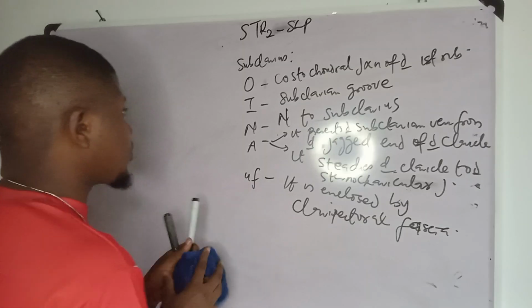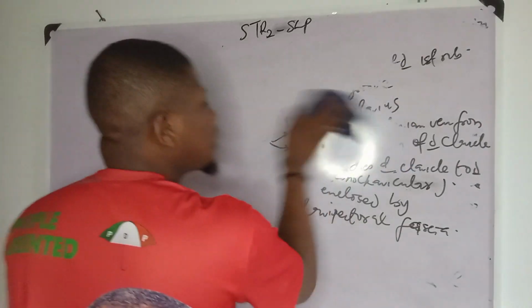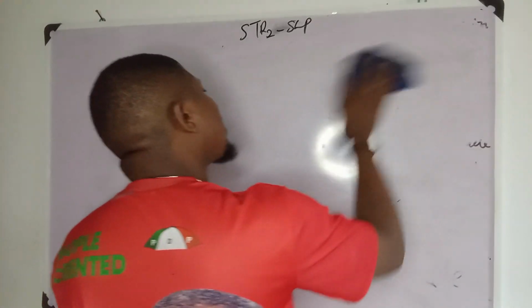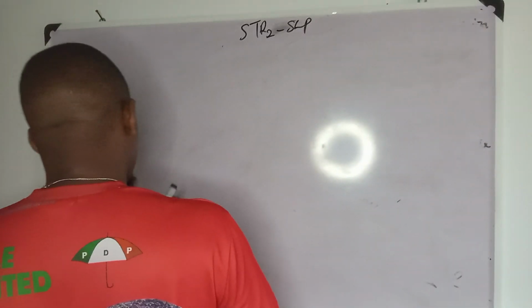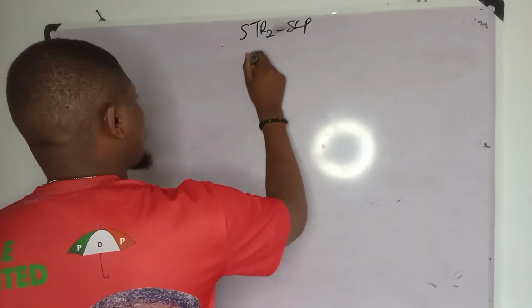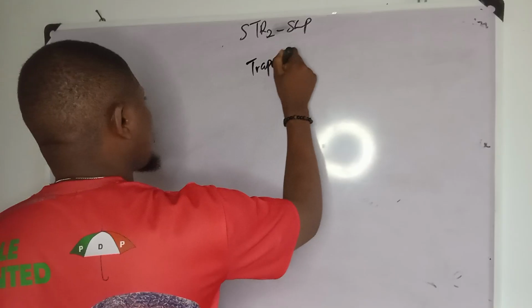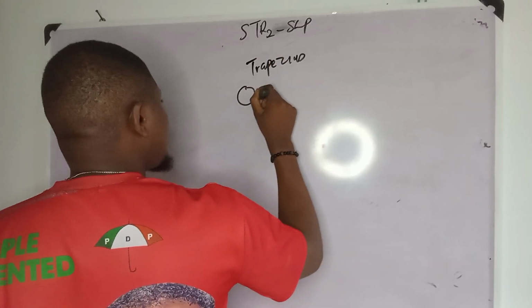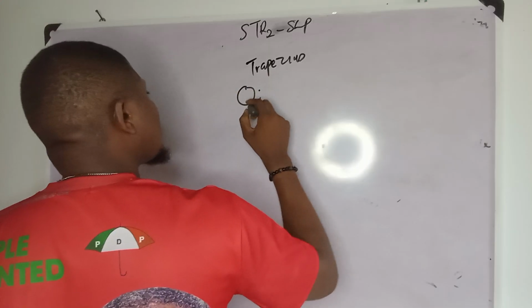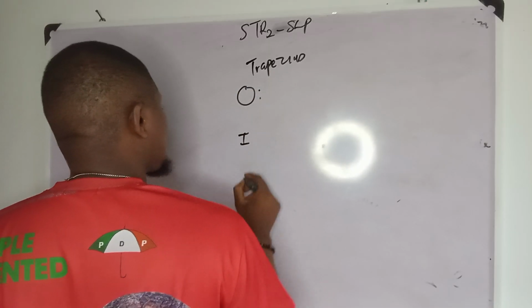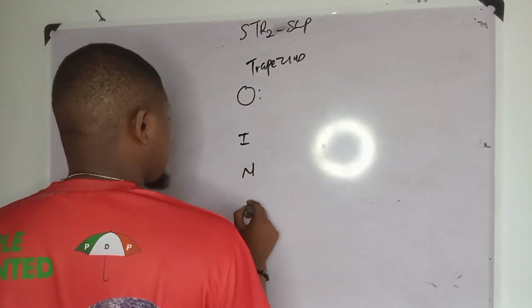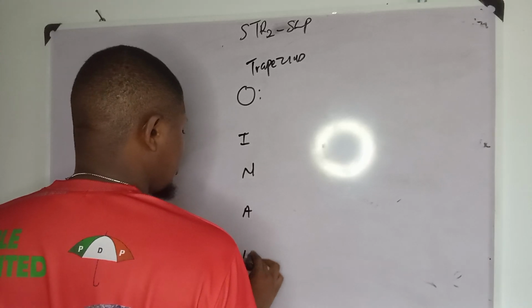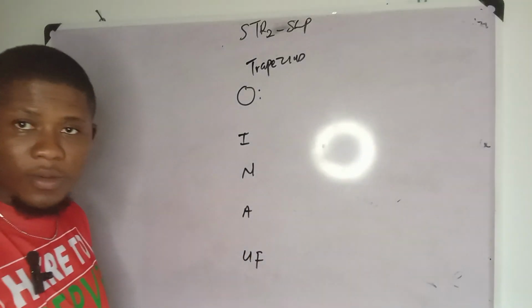So let's look at trapezius. What we have to know about trapezius, the same way: origin, insertion, nerve supply, action, and their unique feature.